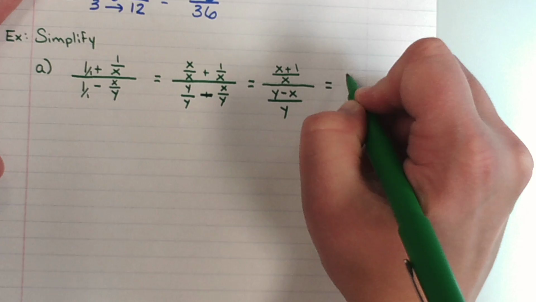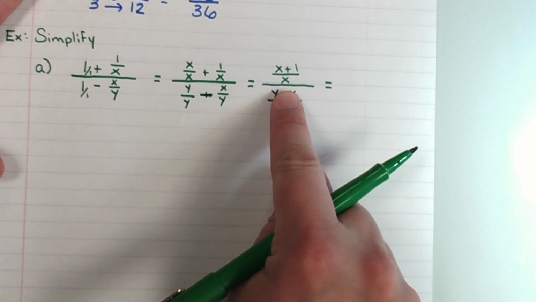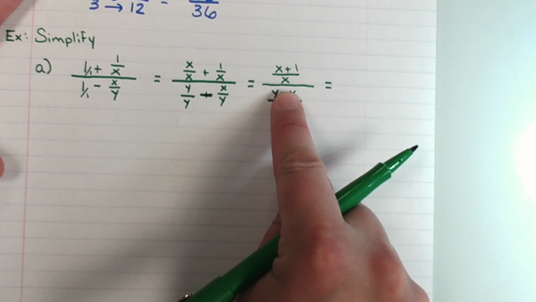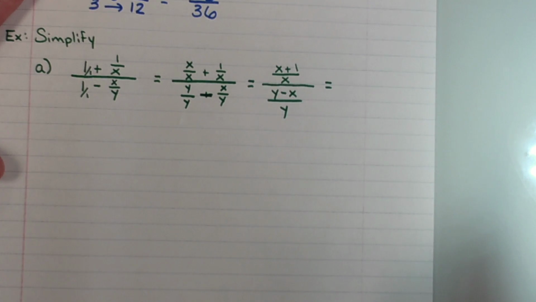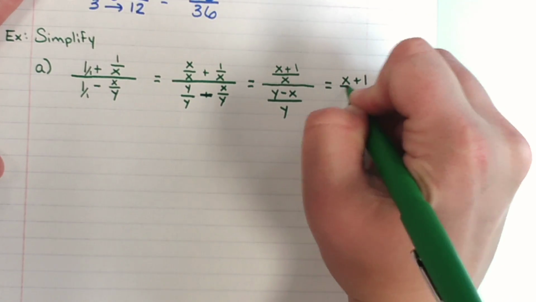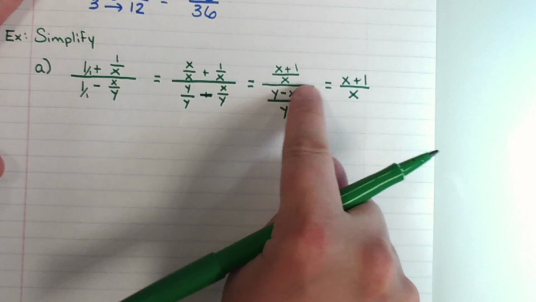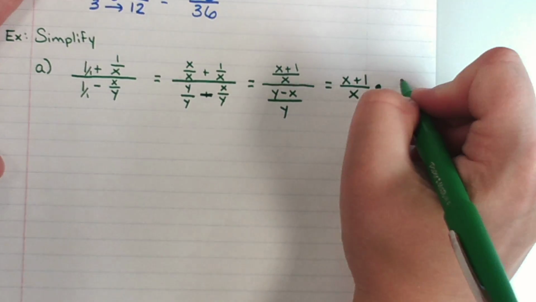Keep, change, flip is what I heard. Or I could change it to divide right now. Would you prefer me to write divide, or do you want me to keep, change, flip right away? Okay. X plus 1 over x is the part we kept. The change was right here to a multiply. This got flipped.